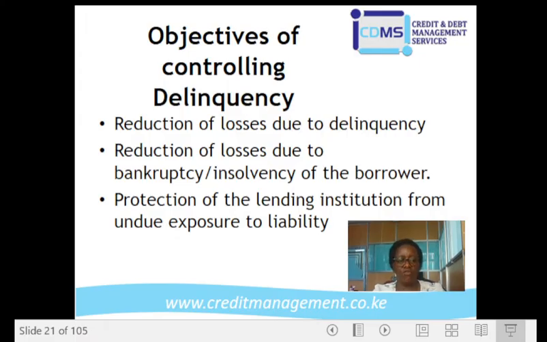A reduction of losses due to bankruptcy, insolvency of the borrower. So we want to take measures even before we have gotten into delinquency. When you are putting in controls, these are preventive measures. We are doing it to prevent delinquency from taking place. So we want to minimize. We cannot do away with bad debts. Whenever we are lending, you can't do away with bad debts, but you can put some control measures in place to prevent or protect your institution from getting into bad debts.